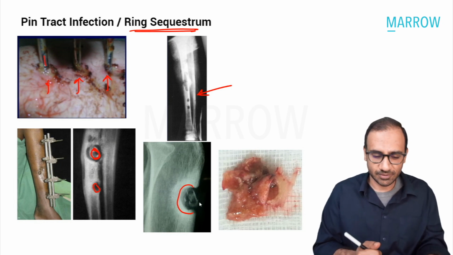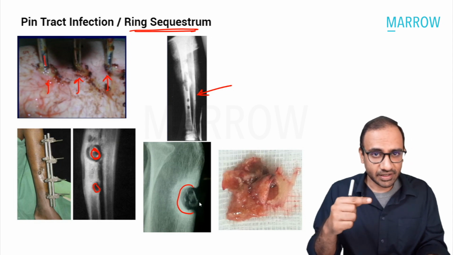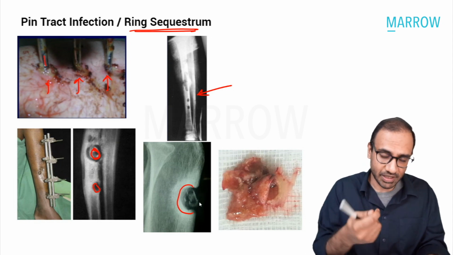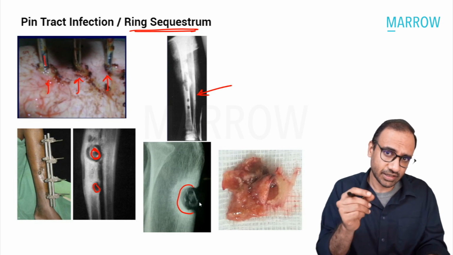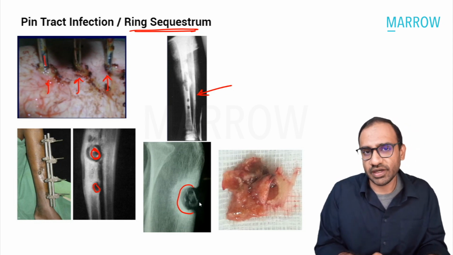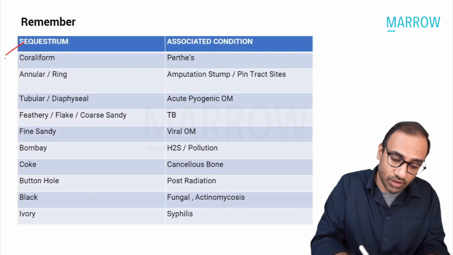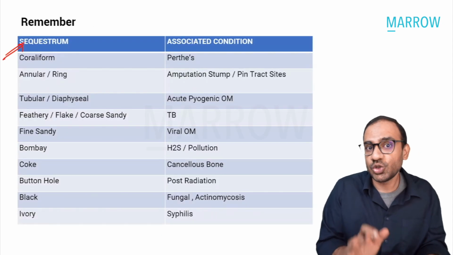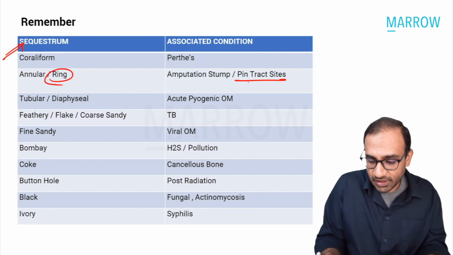One of the reasons is that when you apply the pin, the site where you're inserting the pin can get necrosis because of the heat of application, or because of frequent infections at the pin tract site. That is another reason why it can get infected and there will be a sequestrum. Also remember all the types of sequestrum that you should know for your exam. These are all the types, and the ring sequestrum we have talked about is at the pin tract site.